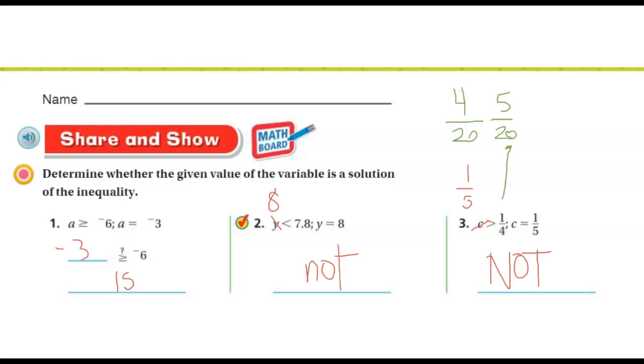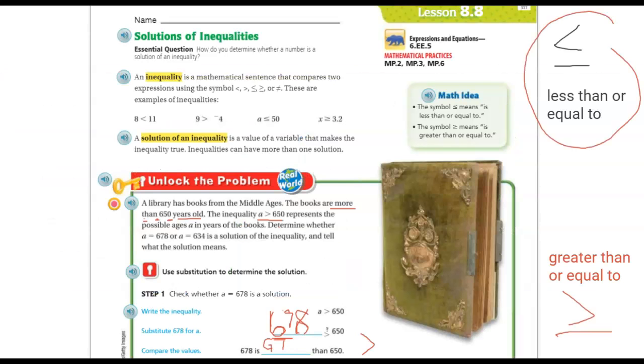Here are the answers. And this was a mini lesson. I'm going to change that. This is a flipped lesson about solutions of inequalities, understanding what an inequality is, understanding solution, and then these signs in particular over here.